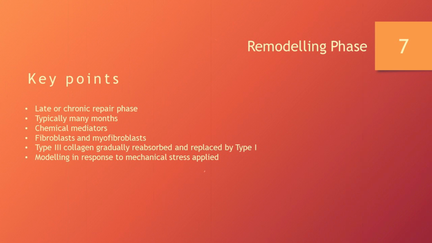Optimal scar tissue formation occurs when a physiological balance is maintained between its ongoing synthesis, or production, and lysis, breakdown and reabsorption, during the remodeling phase.